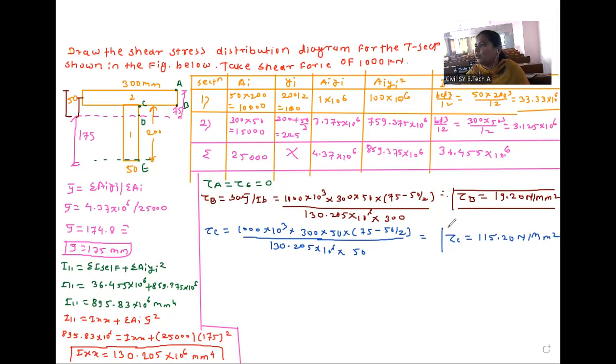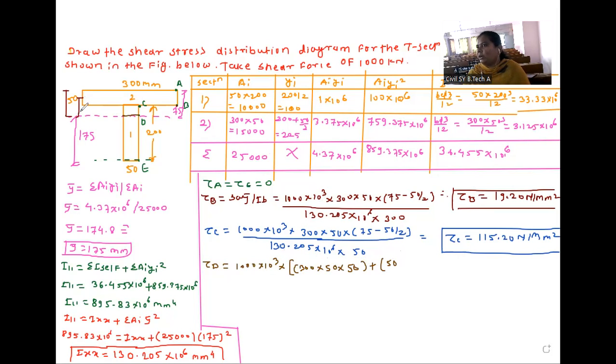After that, the last point remaining is tau D. Now we are calculating at this point, so two strips will come. So 1000 into 10 raised to 3 into first strip 300 into 50 into 75 minus 50 by 2, that is 25, plus for this strip, width is 50. So depth is equal to how much?